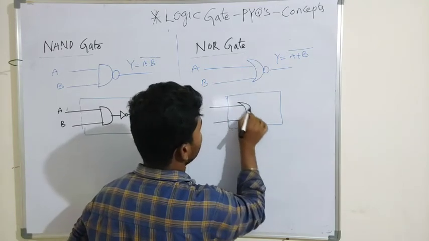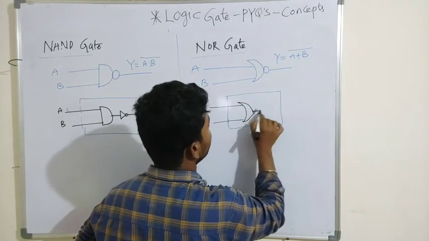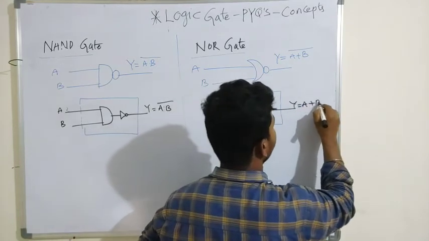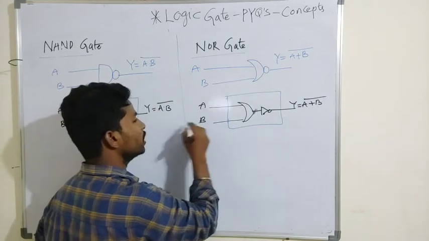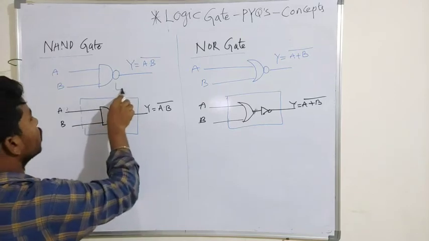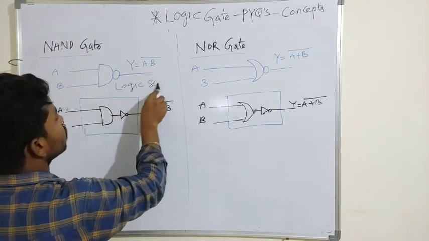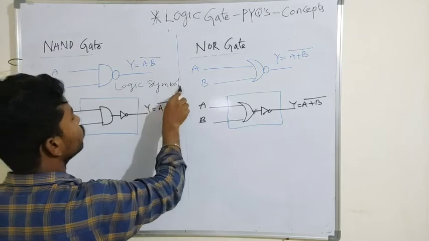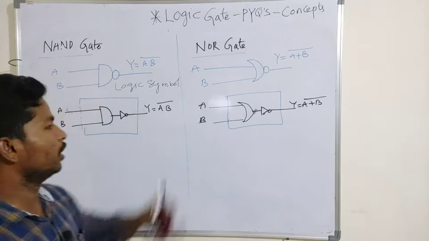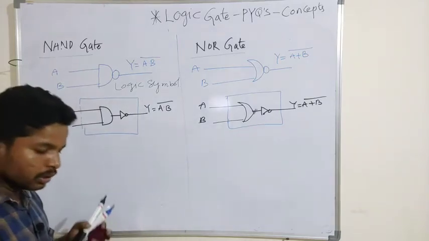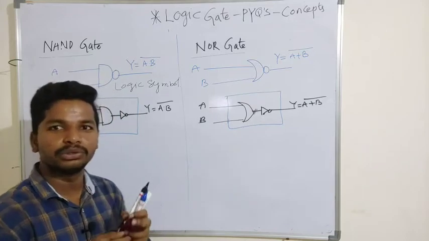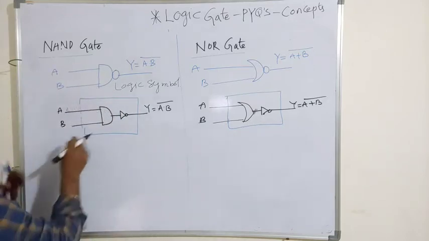The NOR gate has one OR gate followed by a NOT gate and produces the output A plus B whole complement. It takes A and B as inputs. So this is the logical symbol. It is the logical symbol of the NAND gate, and this is the logical symbol of the NOR gate. If you want to know the exact working of the gate, we have to deal with the truth table of the given logic.